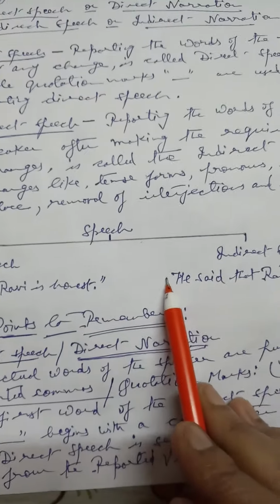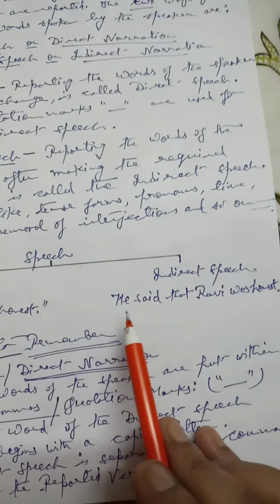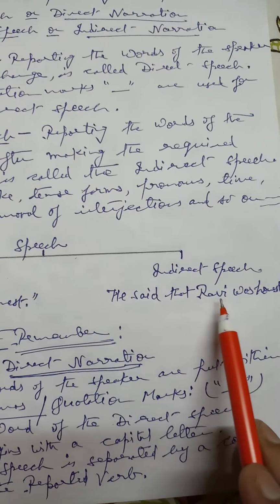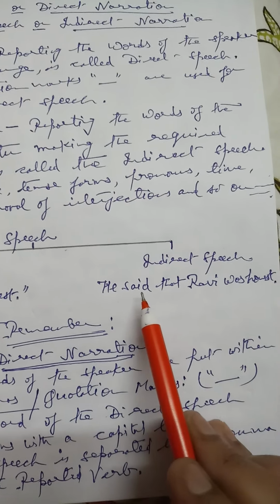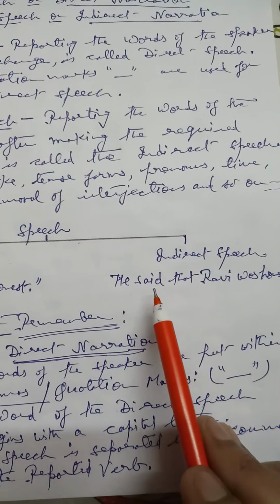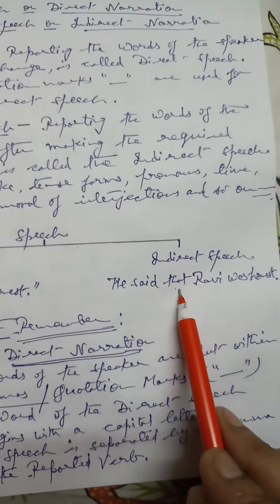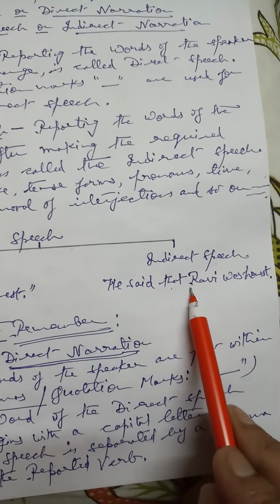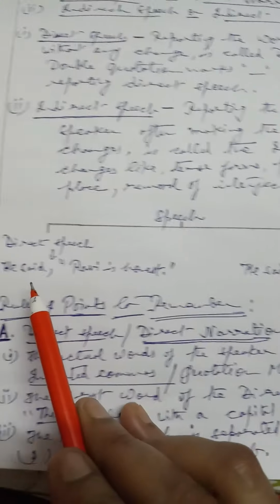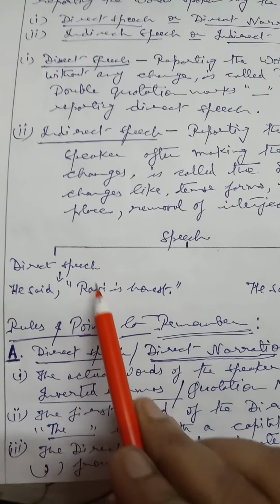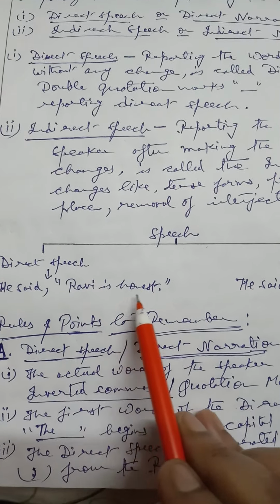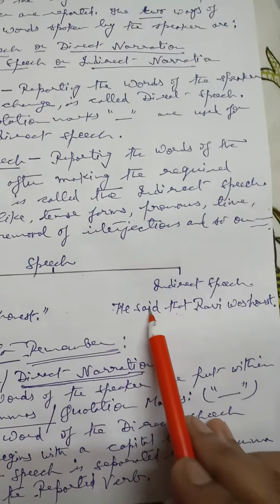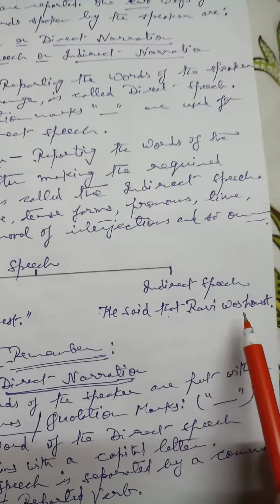Now, how to convert it into indirect speech? The same sentence in indirect speech: he said that Ravi was honest. We removed the comma and inverted commas, and we inserted the connector, or conjunction, that. Ravi we have kept capital because it is a proper noun. In this way, we have changed the direct sentence into indirect: he said that Ravi was honest.